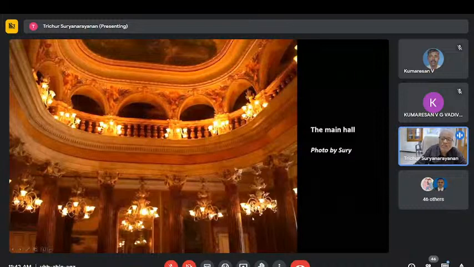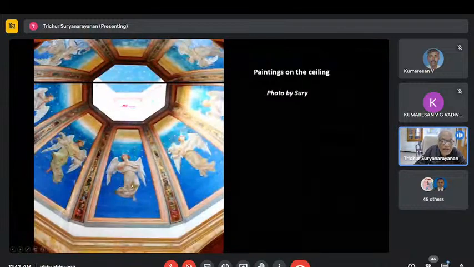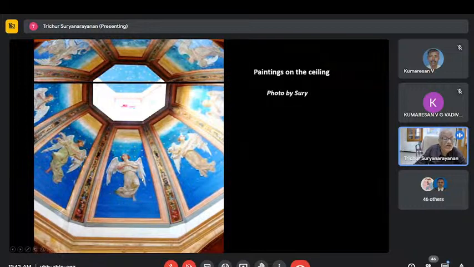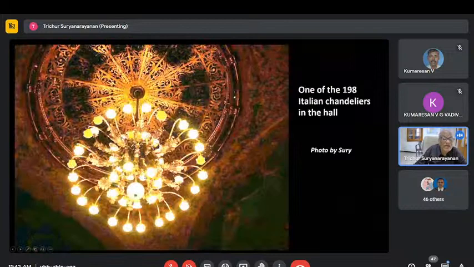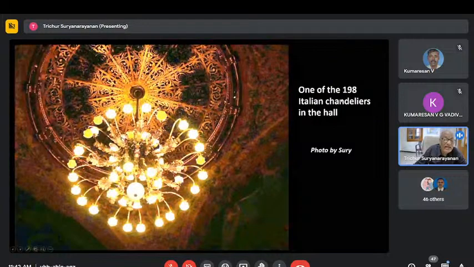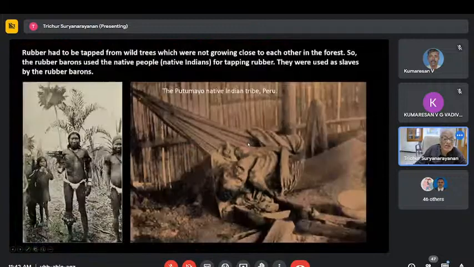Here is the hall, the main hall. You can see the chandeliers, and here you can see the painting on the roof done by that artist. And here is one of the chandeliers, one of the 198 Italian chandeliers in the hall.